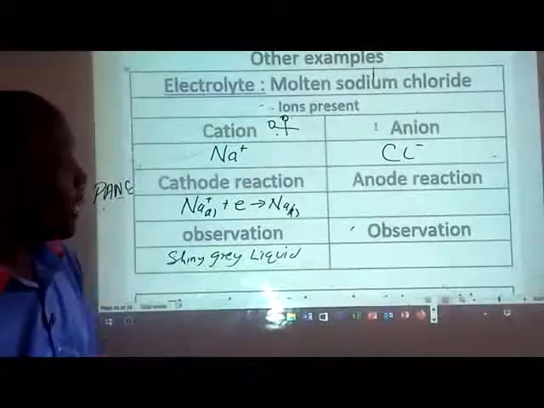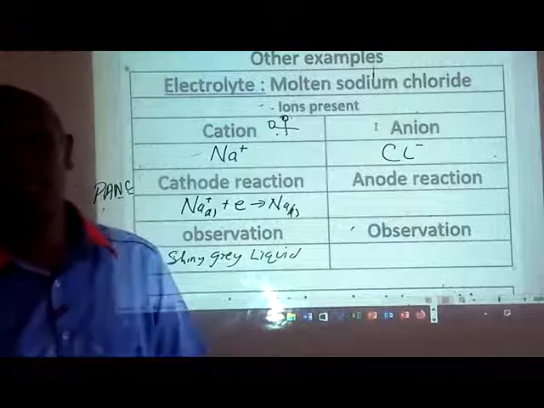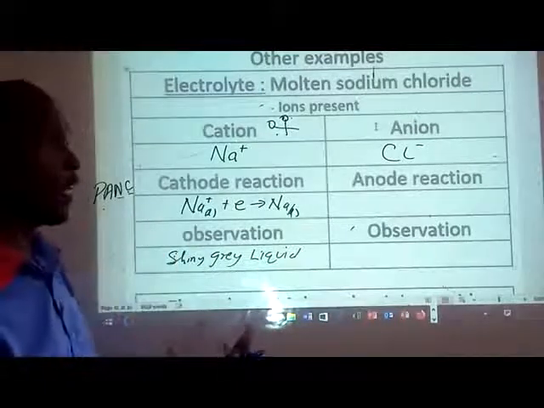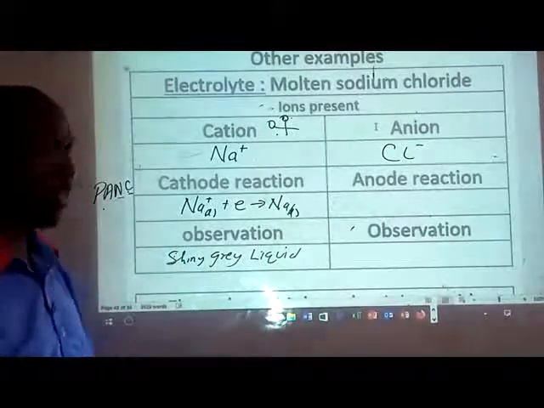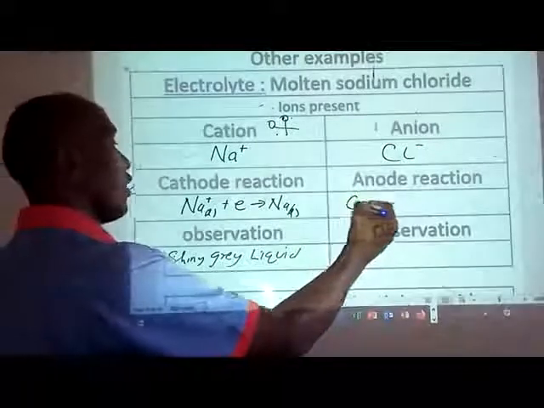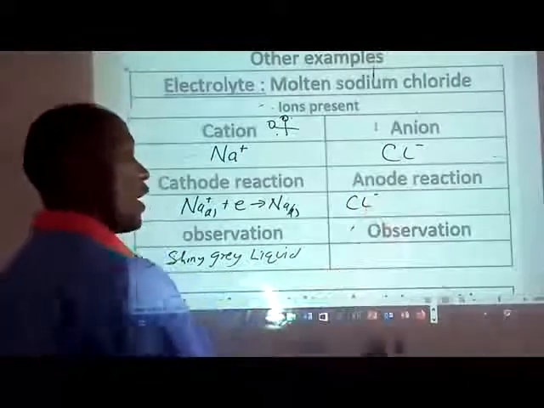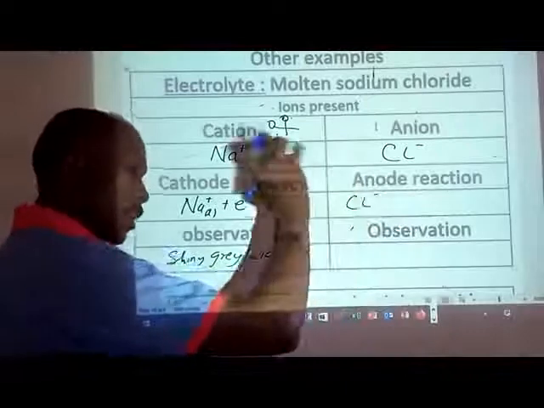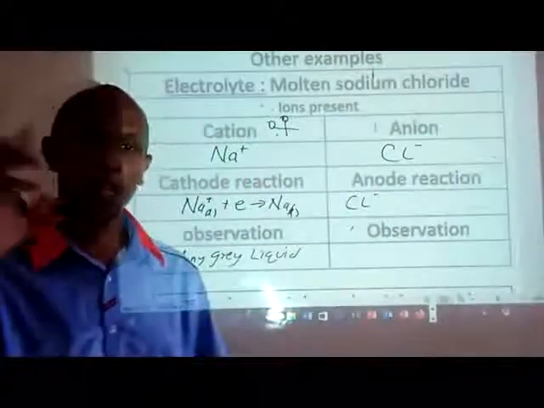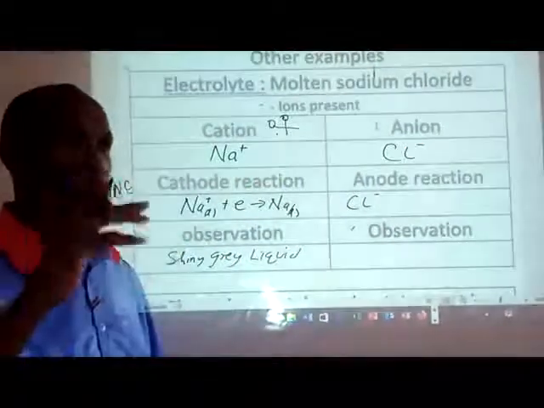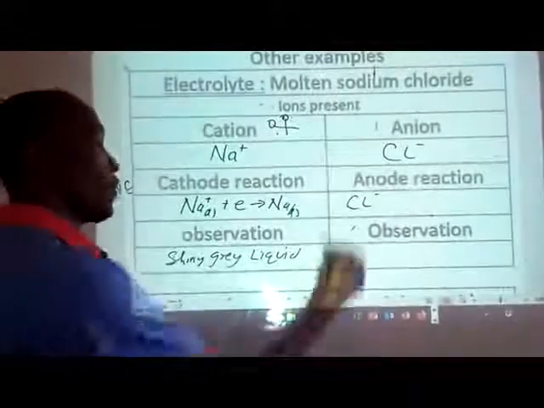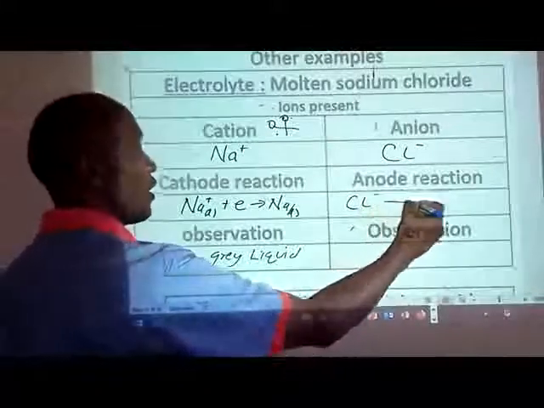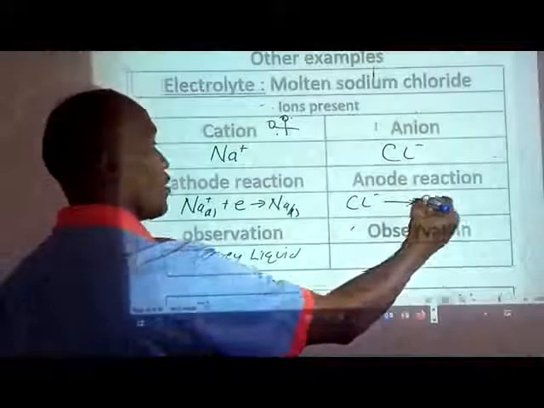What about at the anode? We've already agreed that the anode will attract the anions. Anions are negative, so the chloride ions get there. What will happen to the chloride ions? At the anode, we get oxidation, but oxidation is loss. So electrons will have to be subtracted.